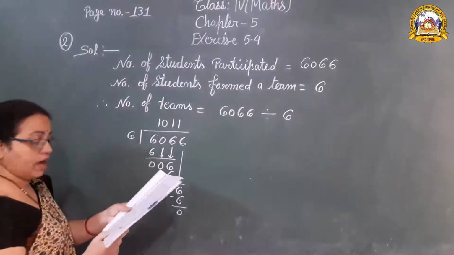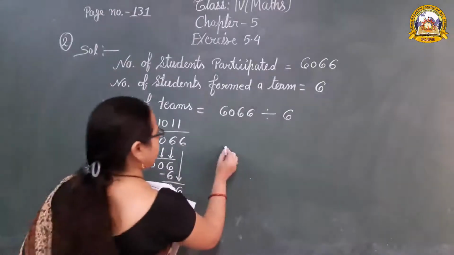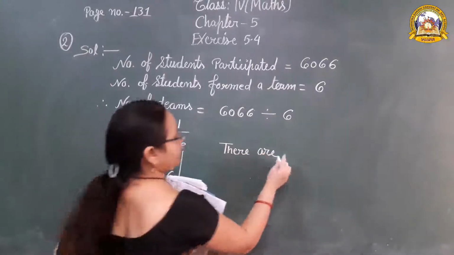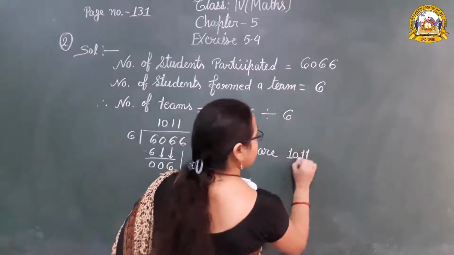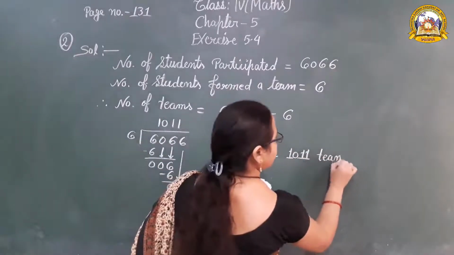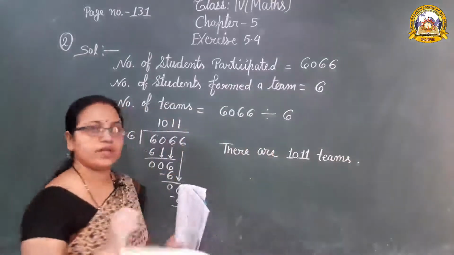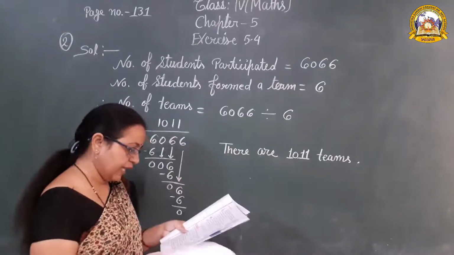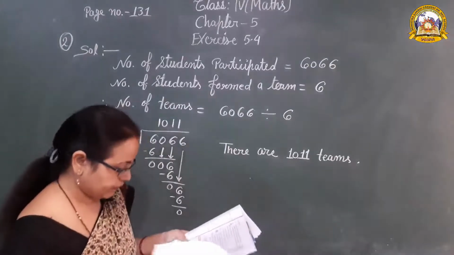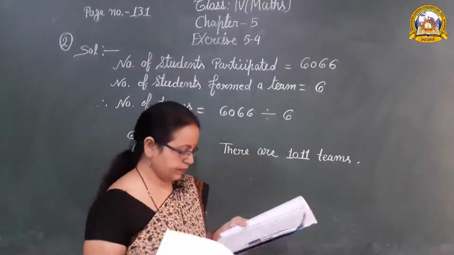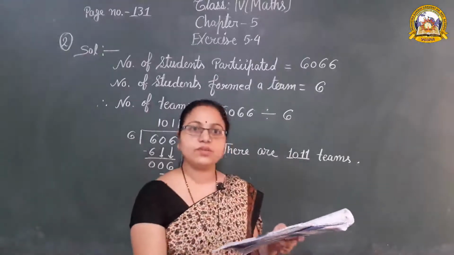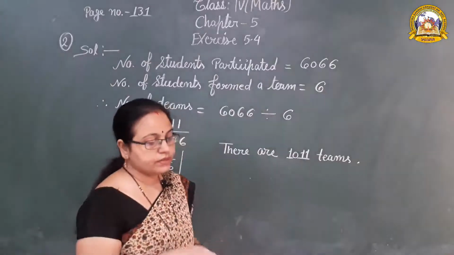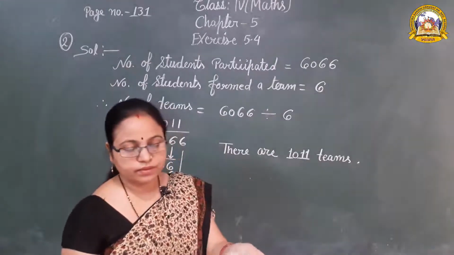And what is being asked? How many teams were there? So there are 1011 teams in the quiz competition. Did you understand how to solve the second question? Then next, question number 3.